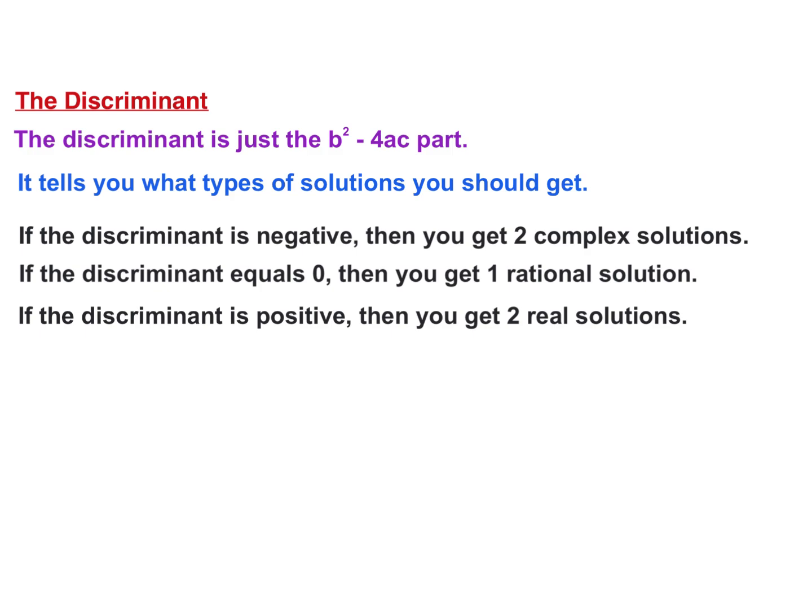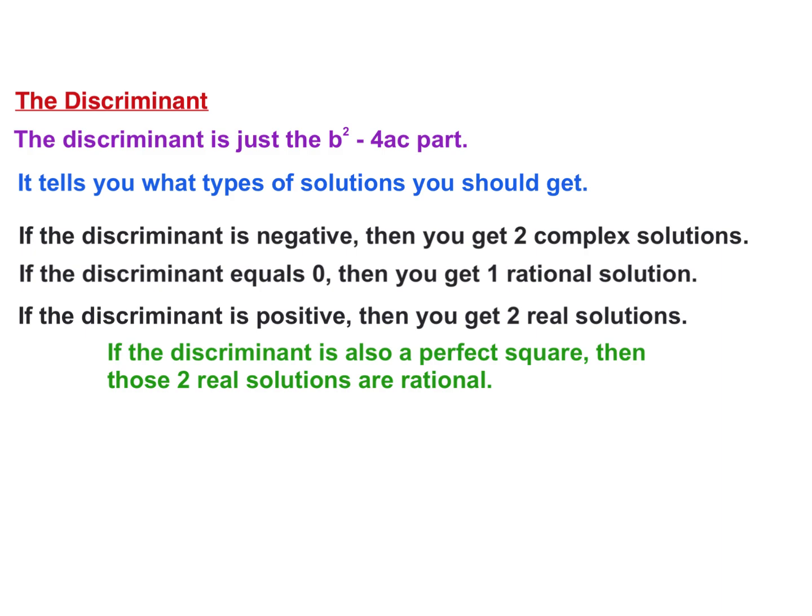Okay, so when this happens, if that discriminant is also a perfect square, then those two real solutions are rational. And the way that I would write that when that happens is I would just say two real rational roots. That's the way that I would write that if I was doing this homework.